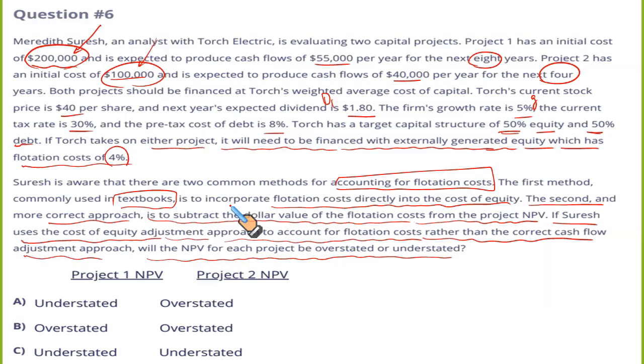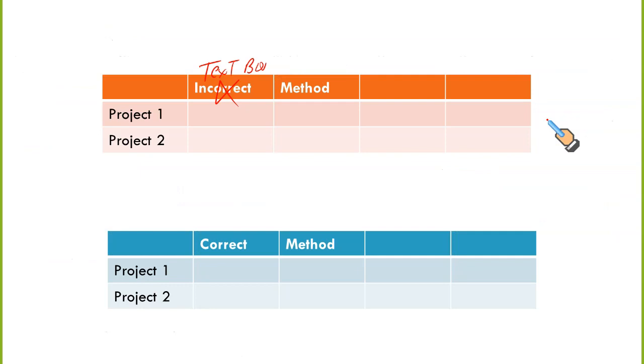Under the textbook approach or the CMA approach, we will consider this flotation cost as a part of cost of common equity and cost of debt. Let us lay down the working. I'm sure you have the information, you might have noted it down, or you should note it down. We need the tax rate, the current market price, the dividend next, the growth rate, and the percentage proportion of debt and equity, that is 50-50. That's all. We'll come back if we need anything else.